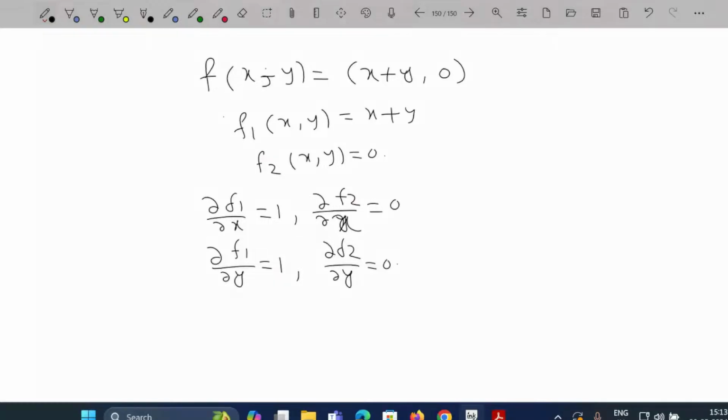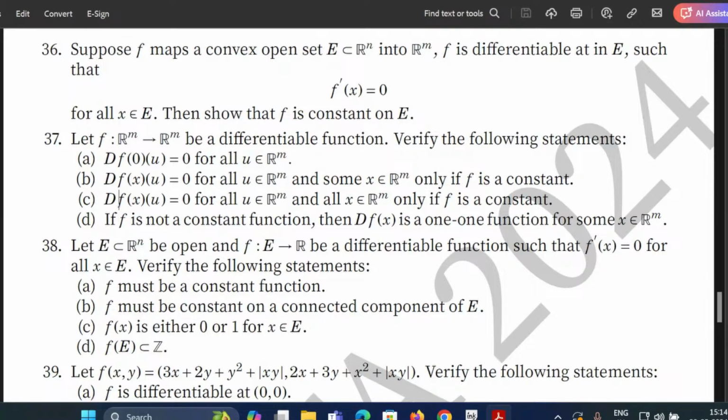So whatever point x y you have, f dash of x y will give you the matrix 1 1, 0 0. That's a non-invertible matrix. So it's not true basically. This is a non-constant function. You can clearly see that. But what is going on? df x is one-to-one for some x? No, for all x you get the same matrix 1 1 0 0, which is not an invertible matrix.